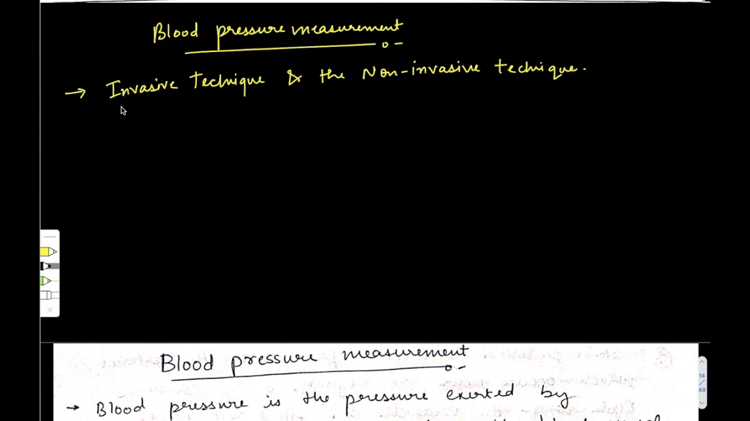Invasive means something we are inserting into our body or through our skin. Suppose this is an arm, and we are inserting a needle into our arm. This technique is known as the invasive technique. When we penetrate through the skin, the technique is called invasive. And a non-invasive technique is when we are measuring something without any penetration into our skin.